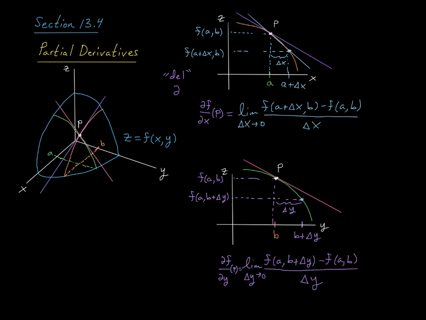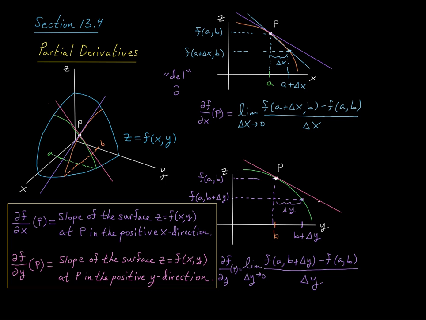And really the big takeaway from all of this, just to summarize what we've done here, is that del f del x, in other words the partial derivative of f with respect to x at P, is just the slope of our surface at the point P in the positive x direction. Or in other words, it would be the slope here of our orange sloping hill, or equivalently the slope of this purple tangent. Likewise, partial f partial y at P would just be the slope of the surface at P in the positive y direction.